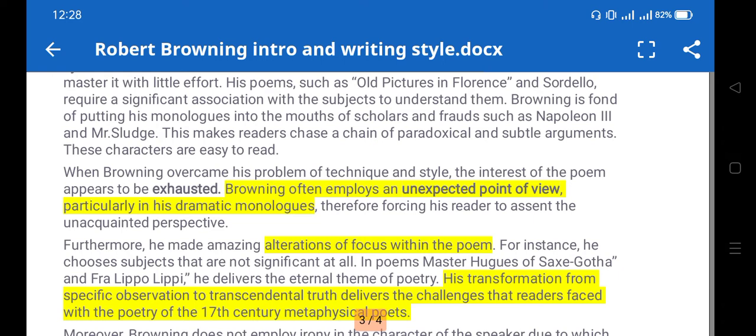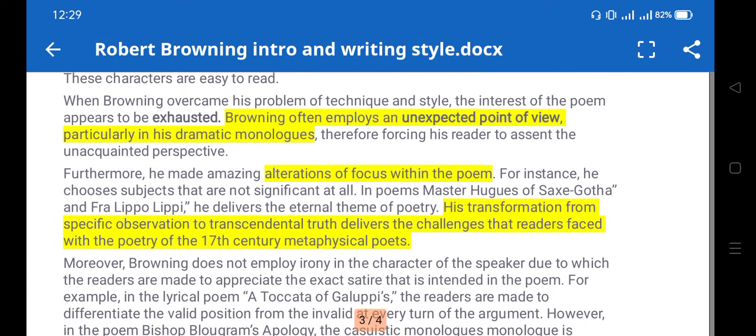And My Last Touches, it is third person narration. No, it's first person narration. Sorry about that. It's first person narration, and the narrator is unreliable, right? So Browning employed an unexpected point of view, particularly in his dramatic monologues, an unacquainted perspective.